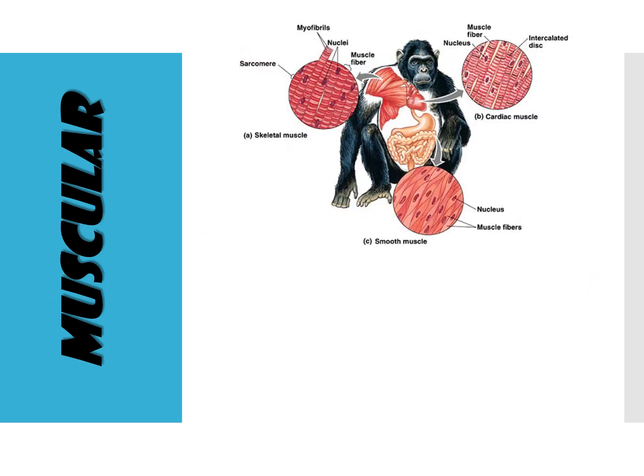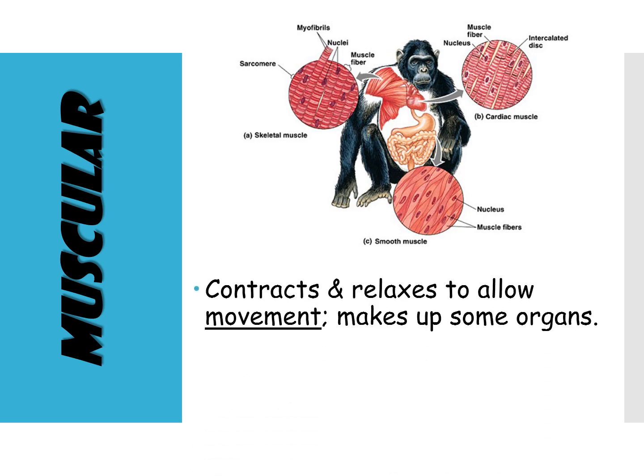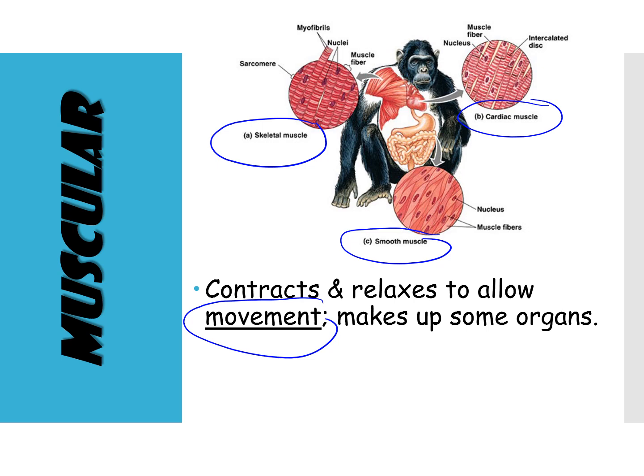The third type of animal tissue is muscular tissue. So we find muscular tissue all over our bodies. The main job of muscular tissue is for movement. Those muscle cells contract and relax to allow movement, and they do make up some of your organs. Technically, there's three categories. We have skeletal muscles, which are attached to your skeleton, smooth muscle, which makes up internal organs like your stomach, and then cardiac muscle. The only place you find cardiac muscle is in your heart.